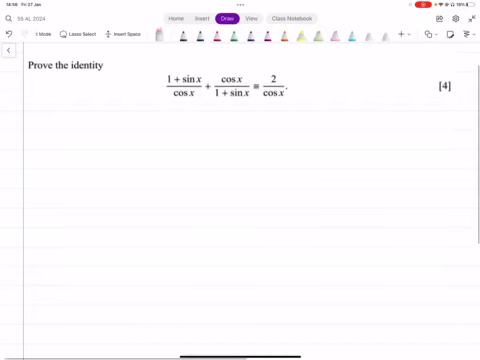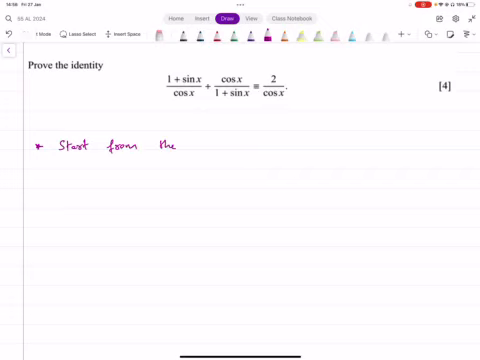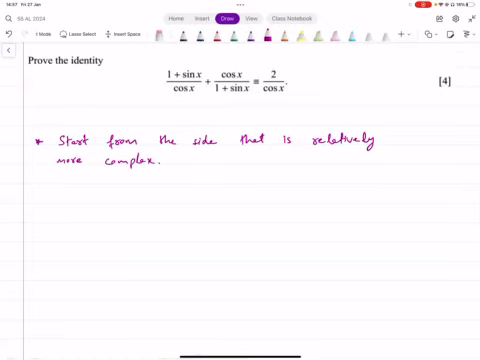Now, let me just write that down here as well. Start from the side that is relatively more complex. Now, how would you define complexity? How do you say that this side is more complex? Sometimes you just figure it out by looking at this. So in this case, it's pretty obvious.